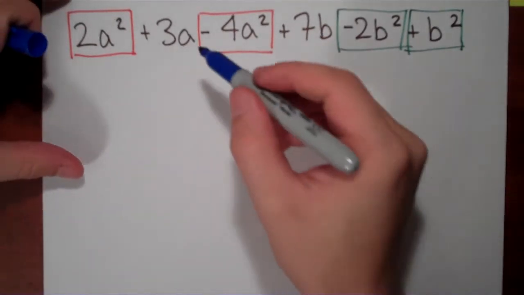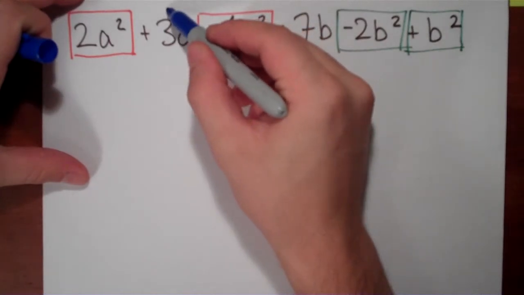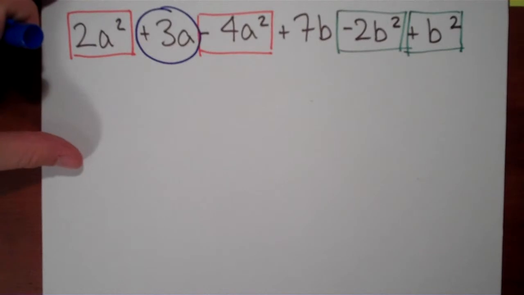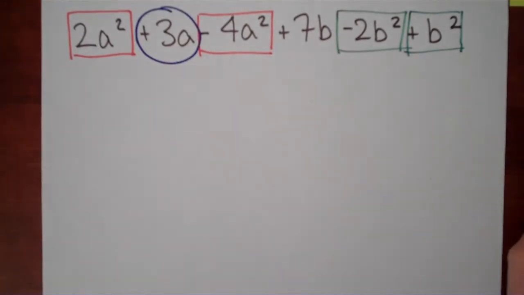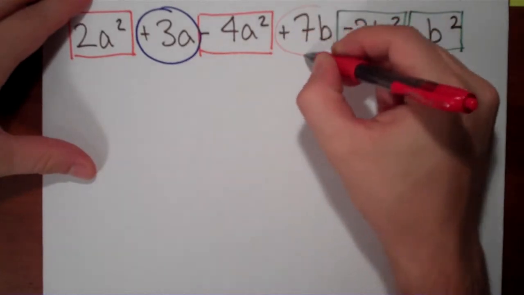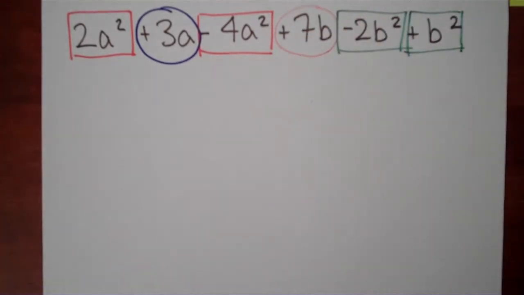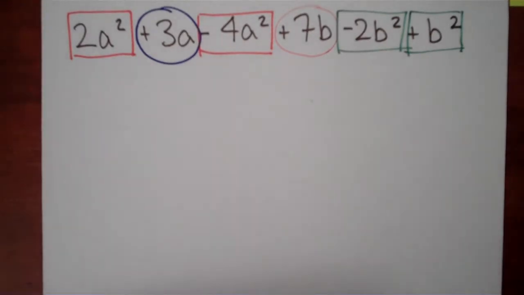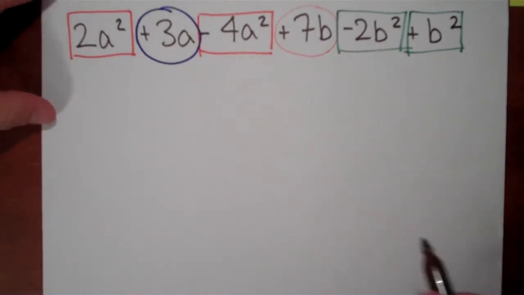What else can we do? Here we are, a by itself. We're adding an a. And then I think it looks like the last one we do is we are adding 7b. So those are all the different things we're doing, separated by what kind of variable it is. Let's see what we can bring down.